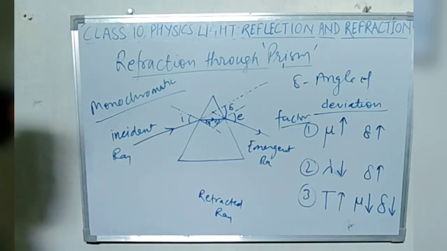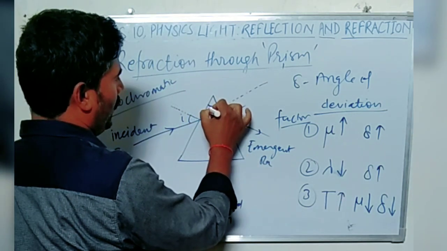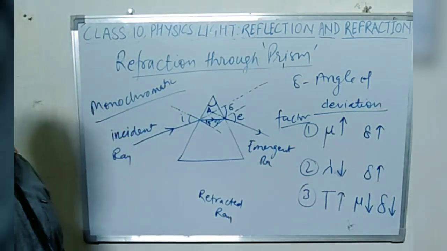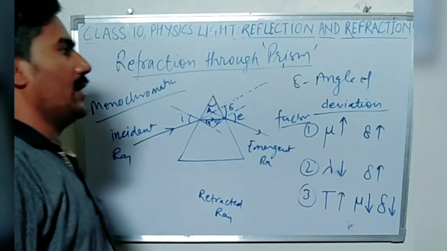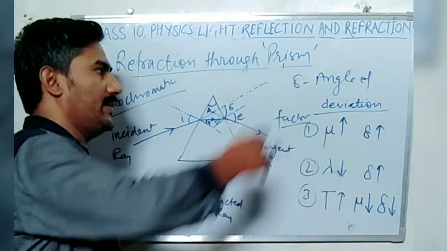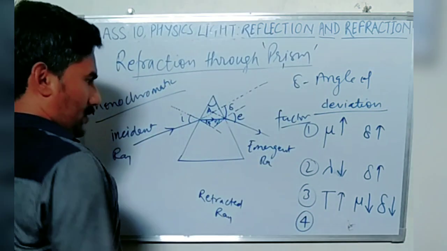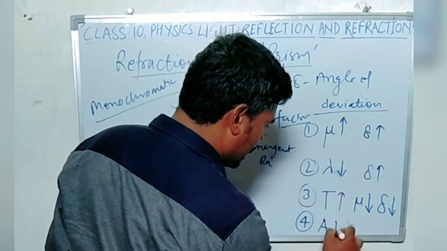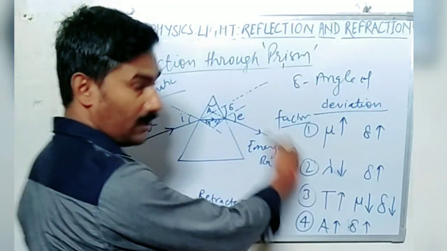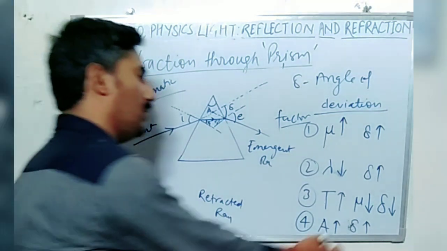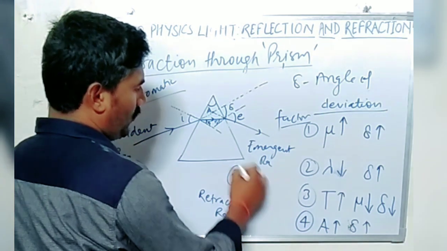What are the other things on which the angle of deviation depends? The angle of the prism. The angle of the prism is also responsible for measuring the angle of deviation, or the degree of deviation changes. So if the angle of the prism is increased, the angle of deviation will also be increased. What is the other factor on which it depends?